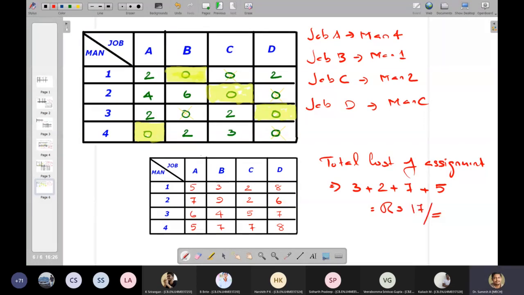Okay. So this is how it works. If you are not getting the answer, again draw horizontal and vertical lines. Again perform the operations and you have to continue till you get an assignment. Is that clear? So I'll move to the next problem then.